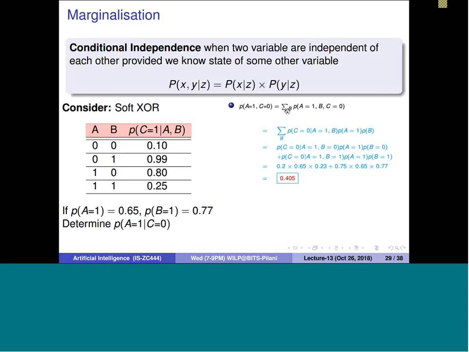By the Bayes rule, you can apply it over here, because the probability of C given 0 and the probability of A equal to 1 is what is given to you. These probabilities you know, right?